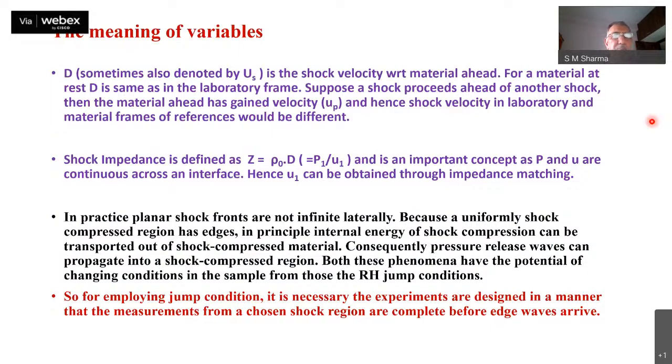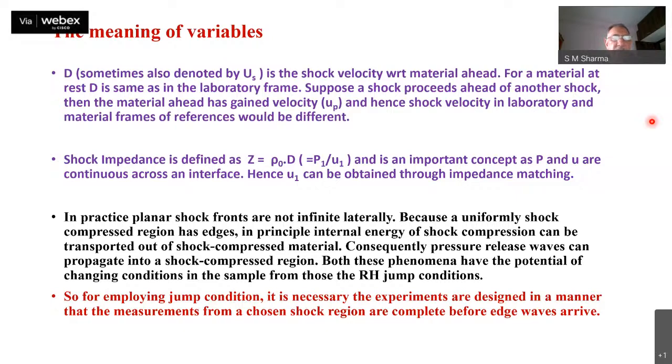There is a term called shock impedance. It is rho naught into D, or rho into D. It's a very, very useful parameter which characterizes a material, and we will see shortly why it is important. So remember that when we talk about shock impedance, one refers to density into shock velocity. It's partly because the pressure and the particle velocity are continuous across an interface. So you can see the impedance tends to get matched at the interface.